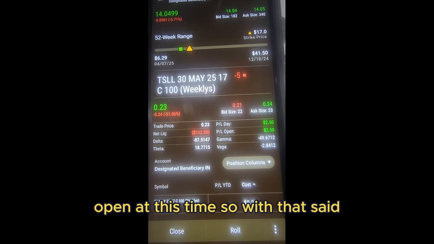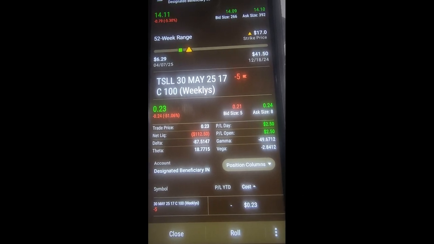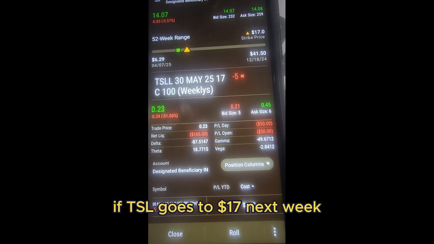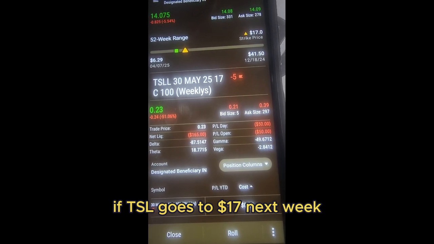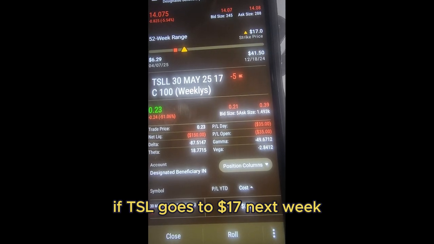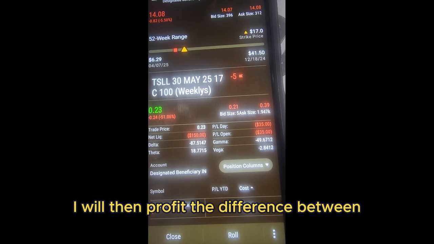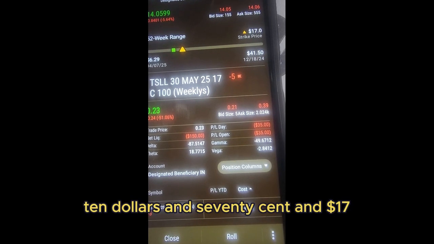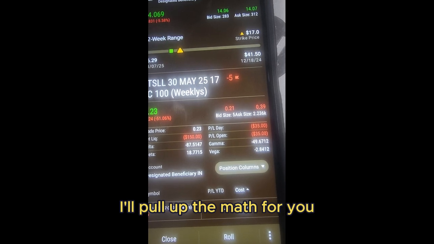So with that said, what this means is if TSLL goes to $17 next week, I will then profit the difference between $10.70 and $17. I'll pull up the math for you.